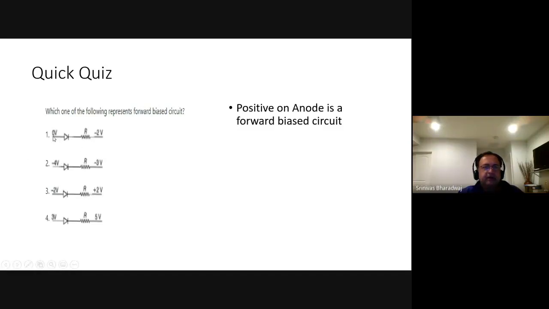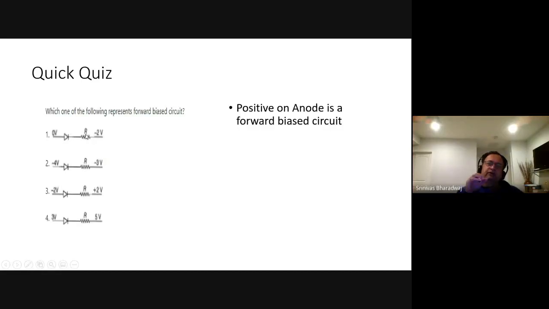So here 0, here -2. So the higher voltage is connected to this. So that's a forward bias, right? In this case, -4 and -3, -4 is lower. So this is reverse biased. -2 and +2, this is also reverse biased. 3 volts and 5 volts, 5 is greater. So this is also reverse biased. Only this is forward biased.